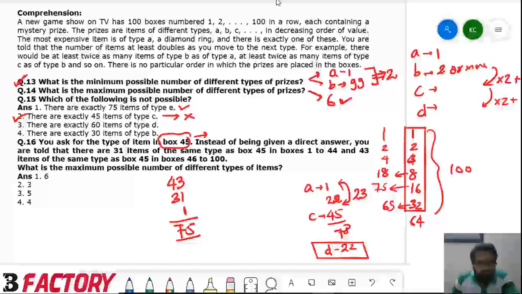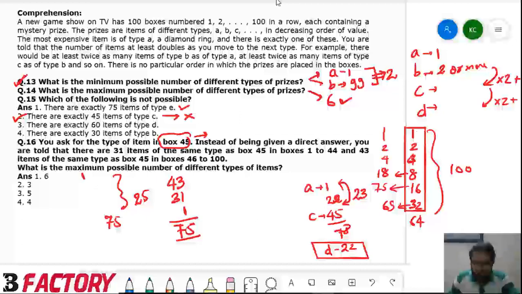Now, what is the maximum possible number of different items? Okay. So if we have somewhere 75, that has to be the last type, because double of 75 will be 150, and we have just 100 prices. So some of the previous prices, means the higher range prices, have to be 25.